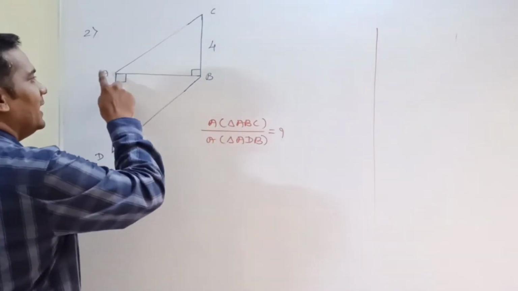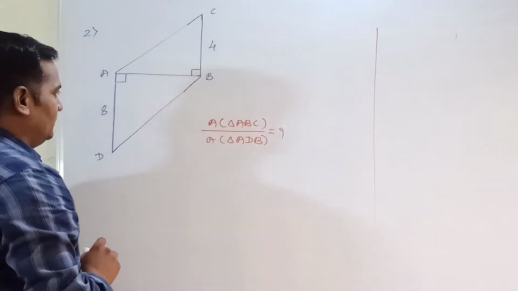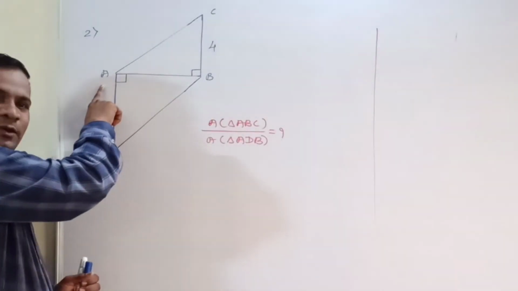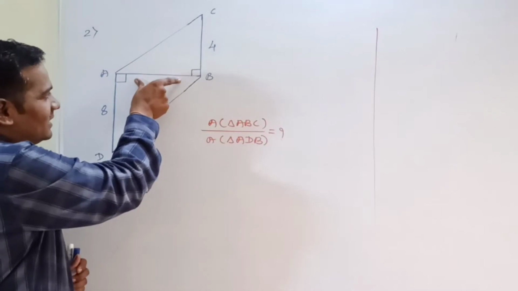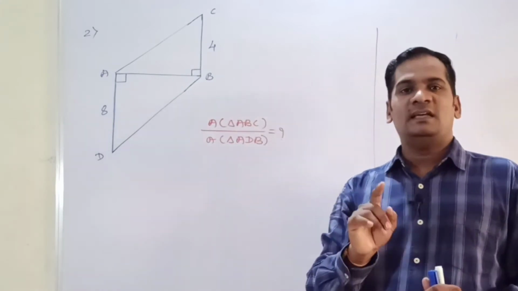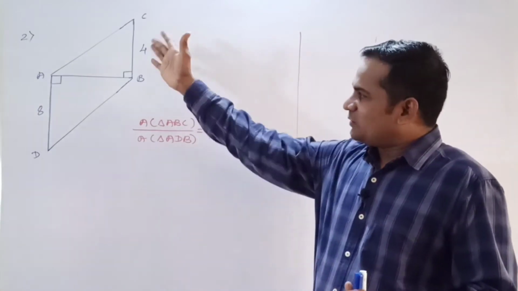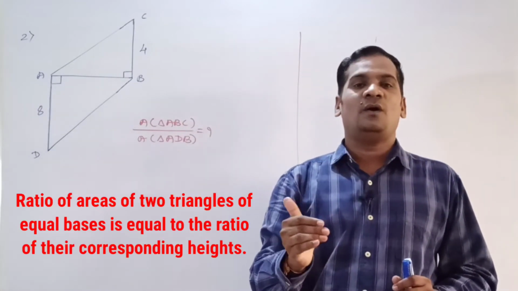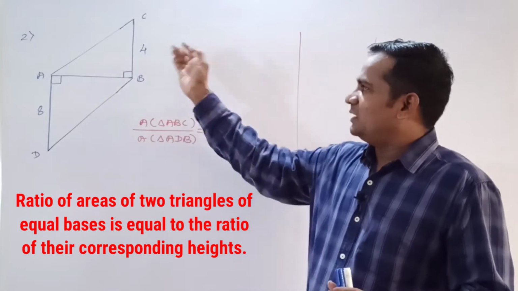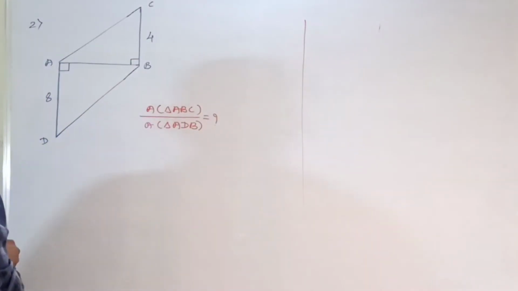In triangle ABC, BC is the height of the triangle and AB is the base. In triangle ADB, AD is the height, and look at this, BC is the base of the triangle. That means in these two triangles the base is common, and we know that property. If two triangles have equal bases, then the ratio of the areas of those two triangles is equal to the ratio of their corresponding heights. So let's take the ratio of corresponding heights.